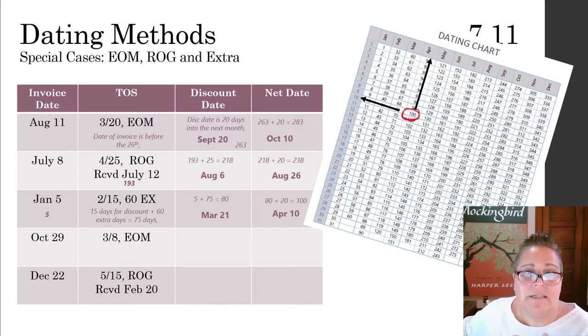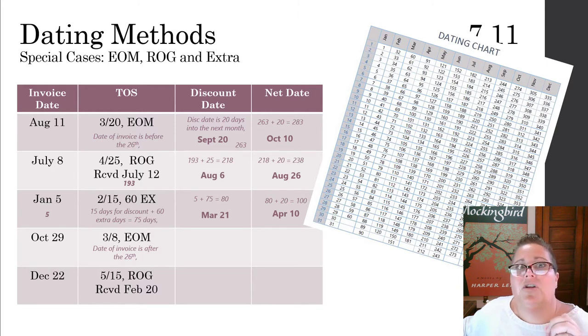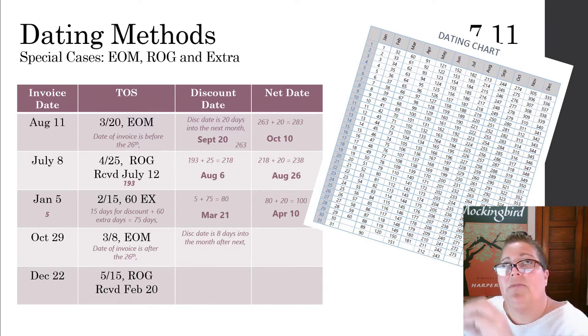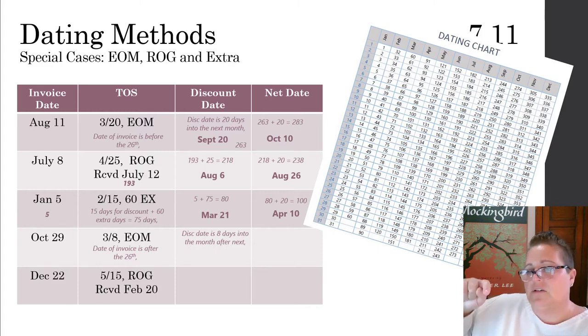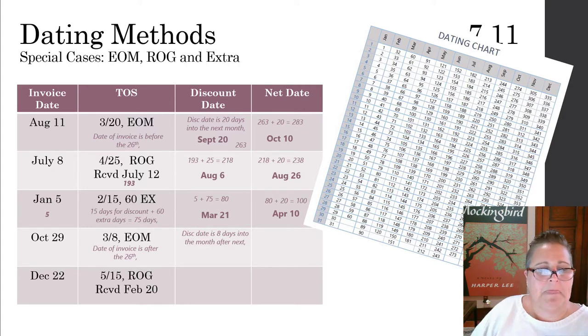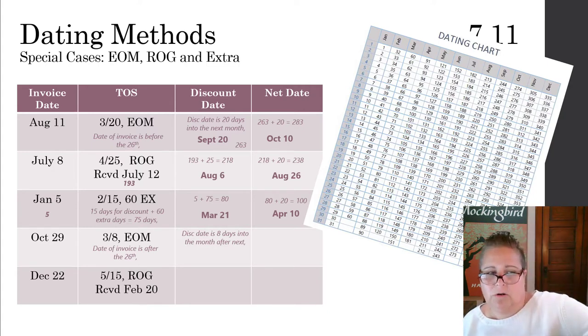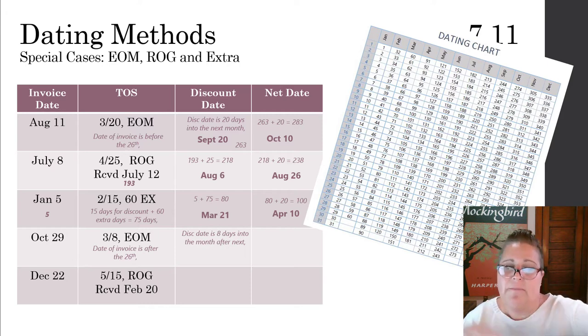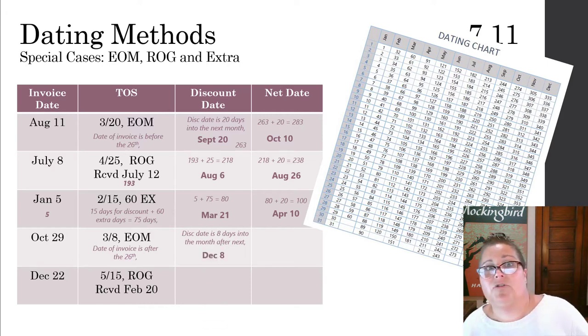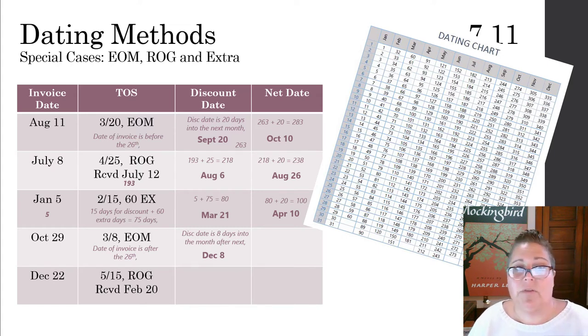So this invoice is October the 29th. That means the date of the invoice is the 26th or later. So it's outside of the first 25 days of the month. So we get not just October, not just November, but we actually get December. The discount date is 8 days into the month after the next. So as I said earlier today, the next month. So October, next month is November, but that's not enough time. So I get all of November and 8 days into December. This is December 8th. The discount date then is December the 8th.